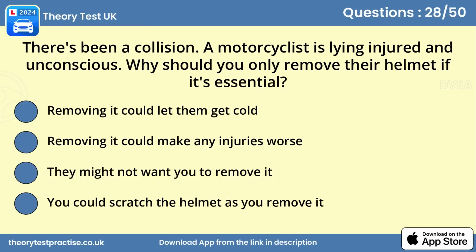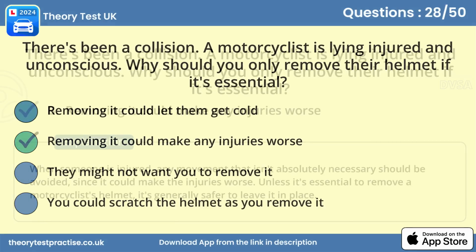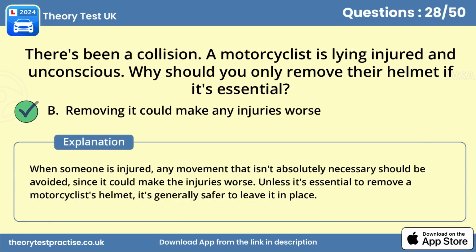Question 28. There's been a collision. A motorcyclist is lying injured and unconscious. Why should you only remove their helmet if it's essential? B. Removing it could make any injuries worse. When someone is injured, any movement that isn't absolutely necessary should be avoided, since it could make the injuries worse. Unless it's essential to remove a motorcyclist's helmet, it's generally safer to leave it in place.